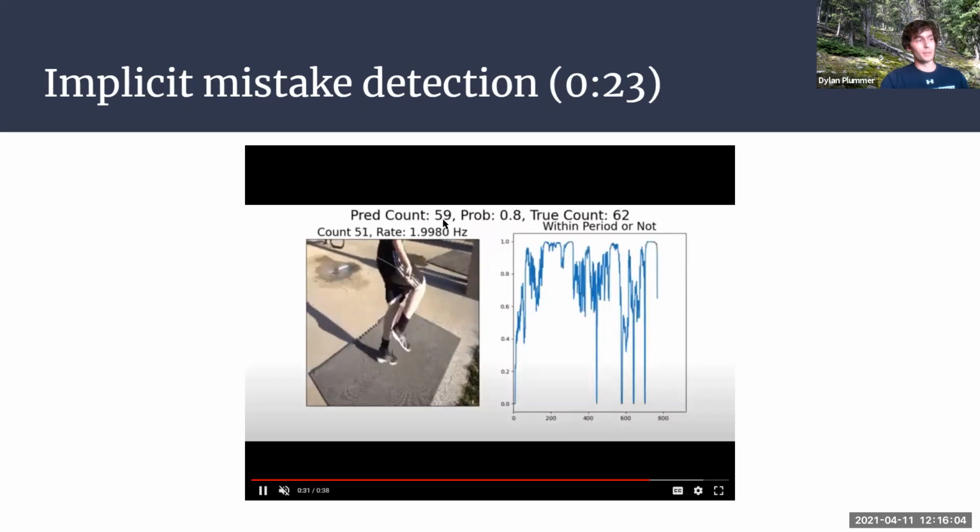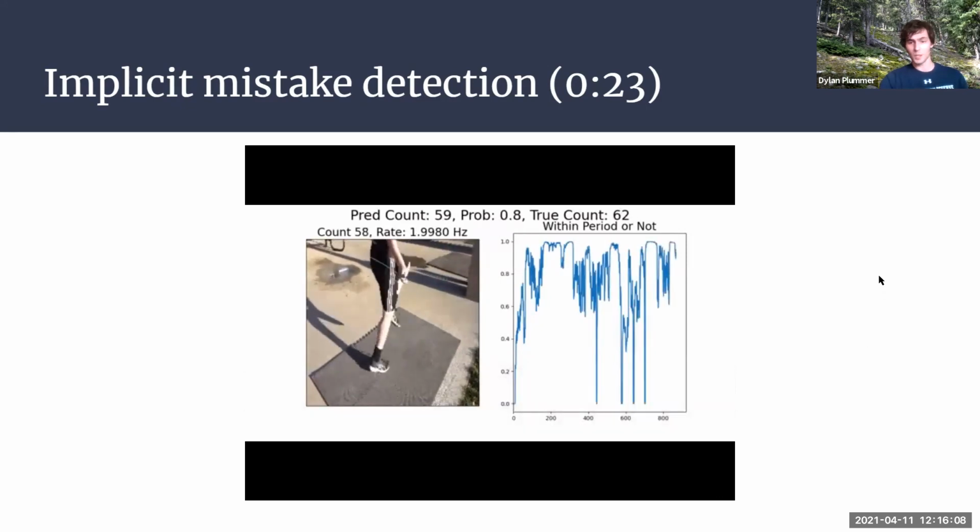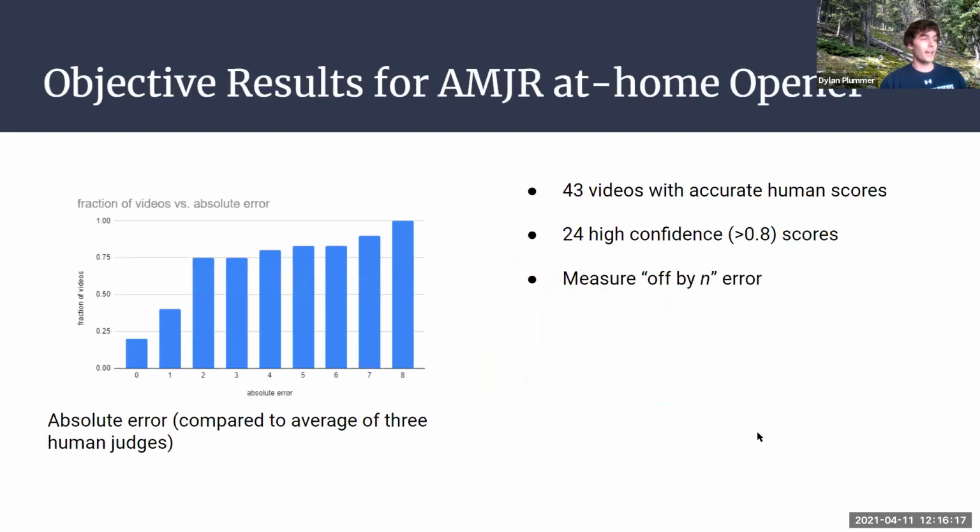It does seem like we maybe missed a few jumps in between, or maybe there's some other parts of the video where it's less confident and it can't actually make an accurate prediction. So we weren't quite within the exact true count from this video. To actually put some numbers to this, I had 43 videos from that home opener that had accurate human scores from the judges. Out of those, the model scored 24 of them as high confidence.